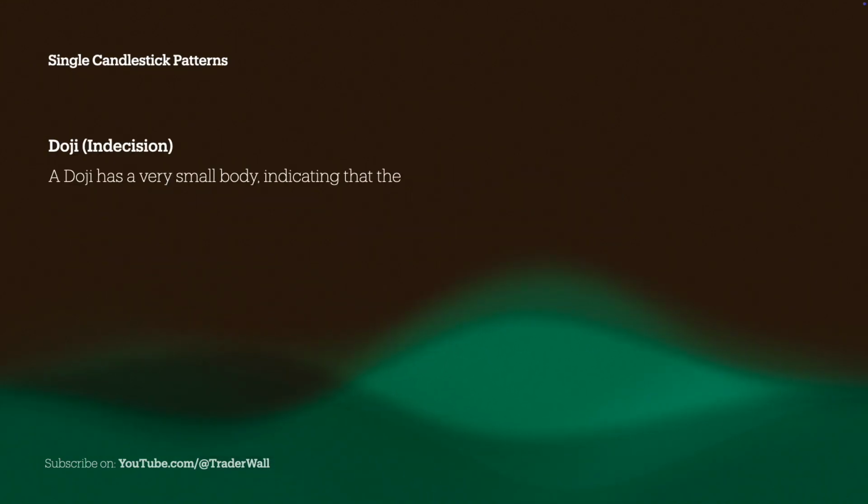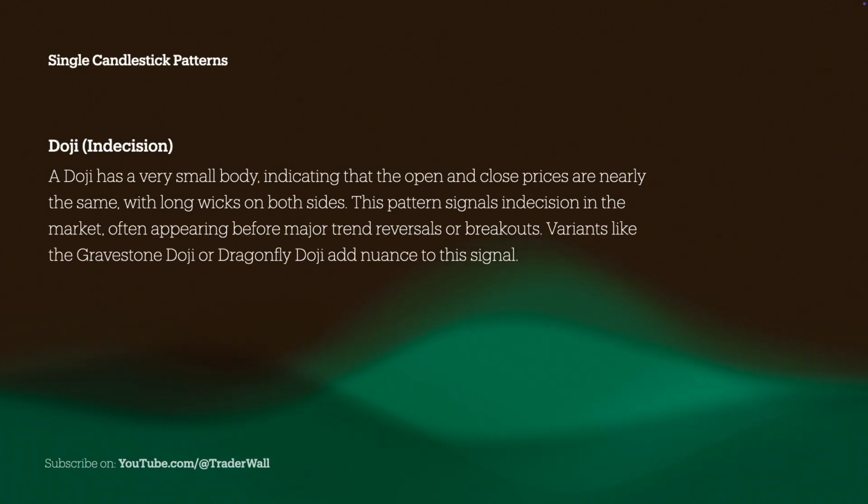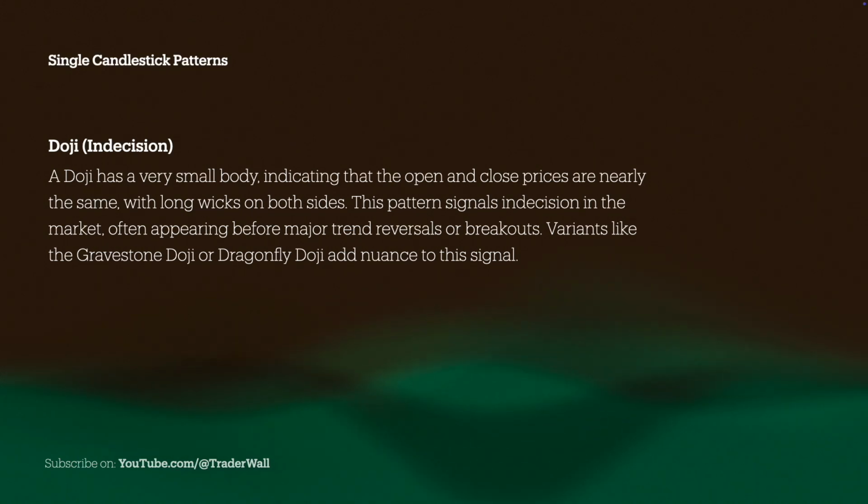Doji, indecision. A doji has a very small body, indicating that the open and close prices are nearly the same, with long wicks on both sides. This pattern signals indecision in the market, often appearing before major trend reversals or breakouts. Variants like the gravestone doji or dragonfly doji add nuance to this signal.